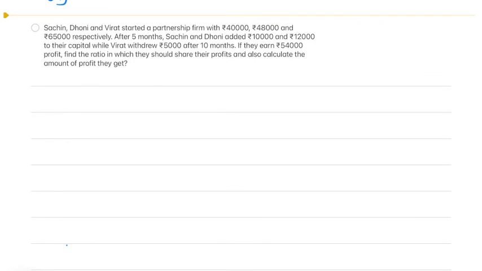Sachin, Dhoni and Virat started a partnership firm with 40,000, 48,000 and 65,000 respectively. After 5 months, Sachin and Dhoni added 10,000 and 12,000 to their capital, while Virat withdrew 5,000 after 10 months. If they earn 54,000 profit, find the ratio in which they should share their profit and also calculate the amount of profit they get.